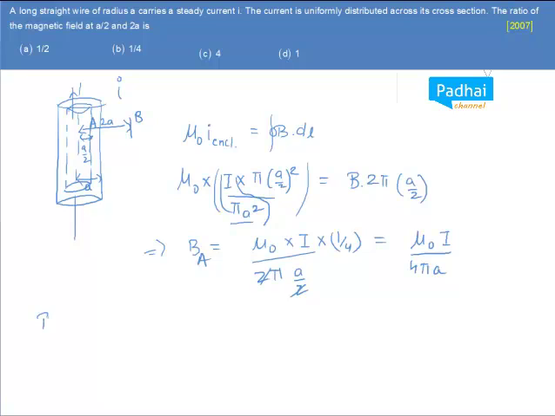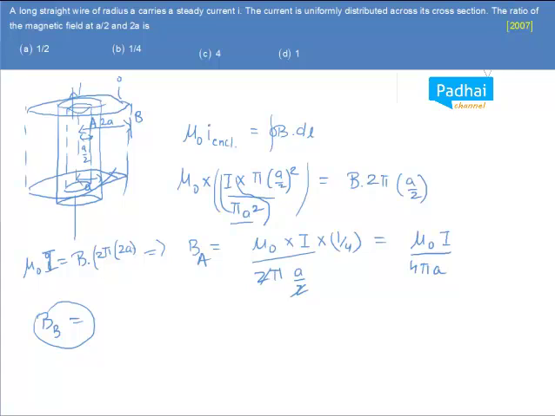Now at point B, we again use Ampere's circuital law. This is the hypothetical surface that we can draw, intersecting over here. Again Ampere's circuital law: mu naught into I enclosed. What is I enclosed? It is the total current, capital I. This equals B dot dl, where dl is 2 pi into 2A. So B at B will be equal to mu naught into I upon 4 pi A.